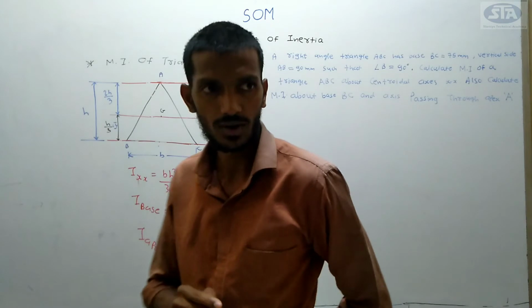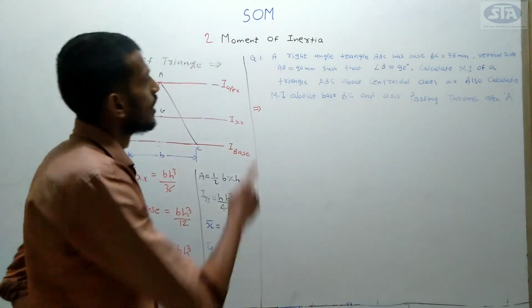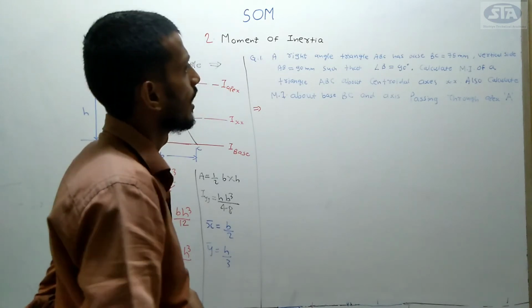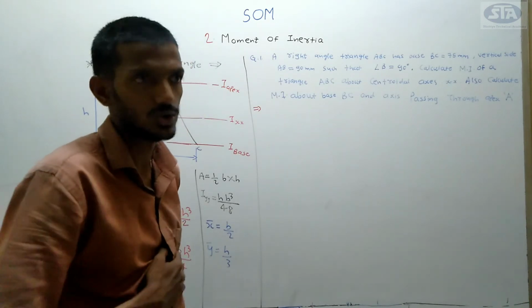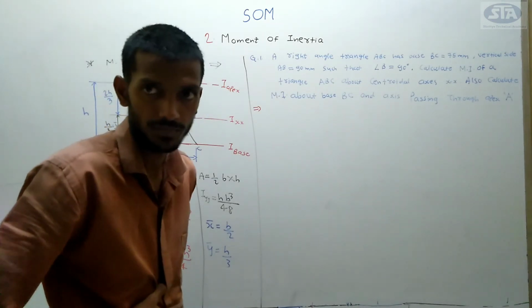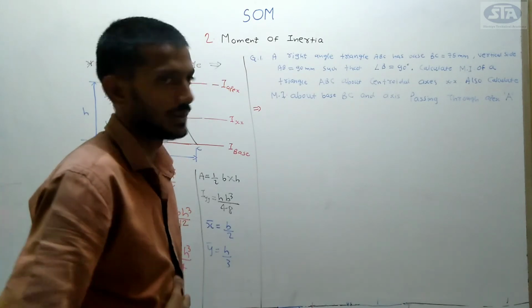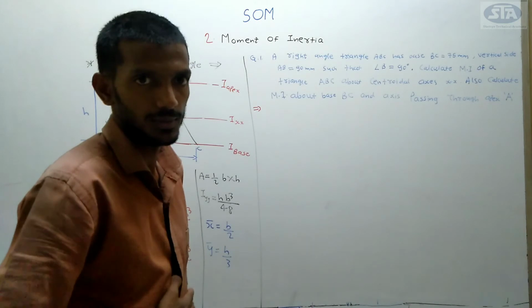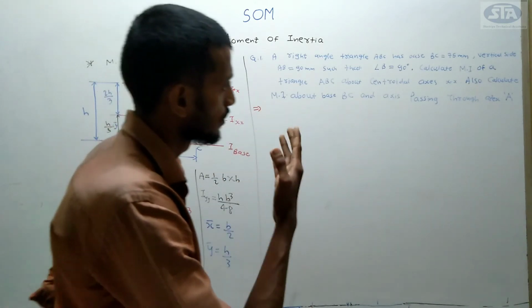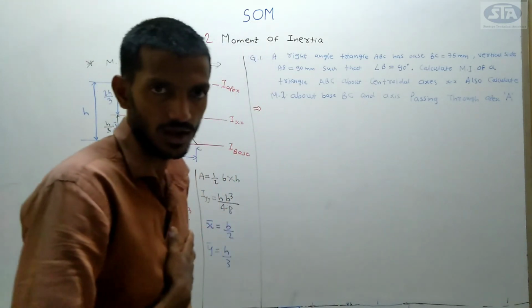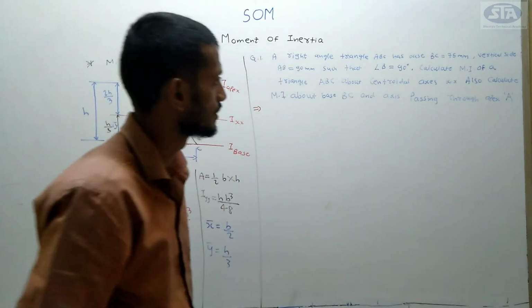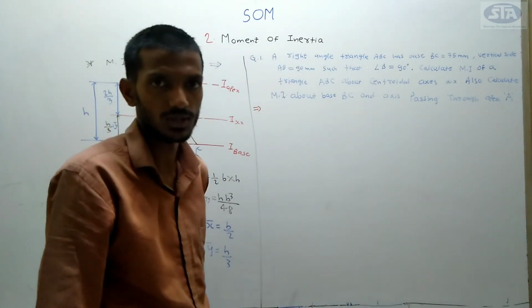Question number 1: a right angle triangle ABC has base BC equal to 75 mm, vertical side AB equal to 90 mm, such that angle B is equal to 90 degrees. Calculate the MI of triangle ABC about the centroidal axis XX. Also calculate MI about the base BC and about an axis passing through the apex A.